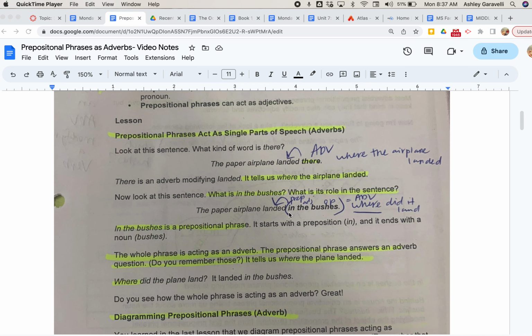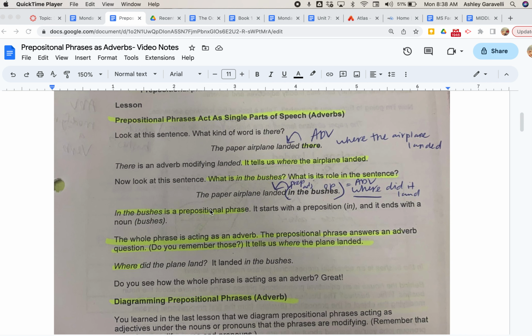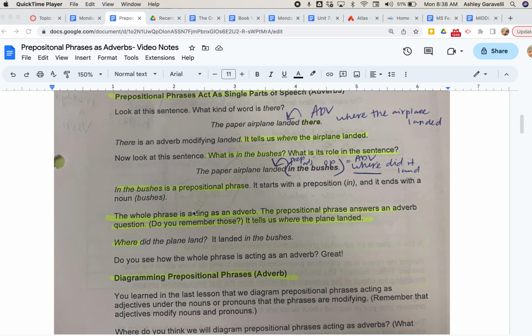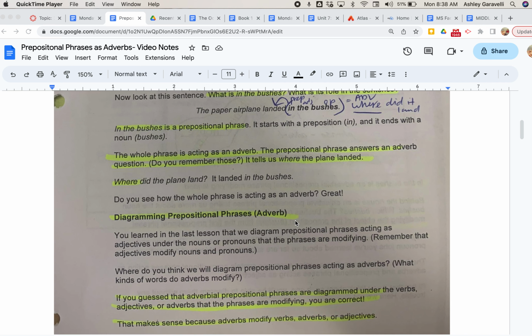Now look at this sentence. The paper airplane landed in the bushes. Now we don't have there, we have a prepositional phrase, so I put it in parentheses. In is a preposition. The is an adjective. Bushes is our OP. So in the bushes is telling us where the airplane landed. Just like this adverb is telling us where, this phrase is doing the same thing. So this prepositional phrase is acting as an adverb. The whole phrase is acting as an adverb. The prepositional phrase answers an adverb question. It tells us where the plane landed. Okay? Now how to diagram those.